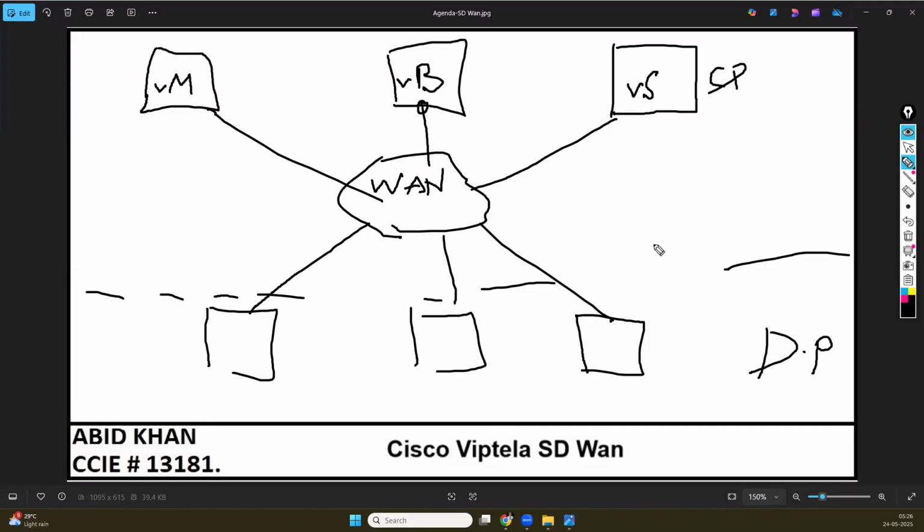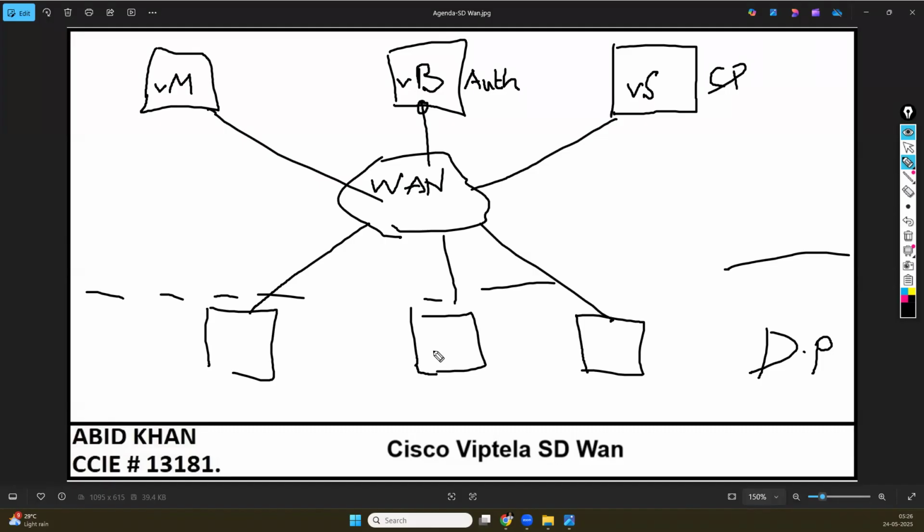So first of all, what will happen? Everybody is going to authenticate with vBond. Everybody is going to authenticate. So the first thing that will happen is authentication. This authentication plane will come first in the picture. Now how will all these components authenticate with each other?